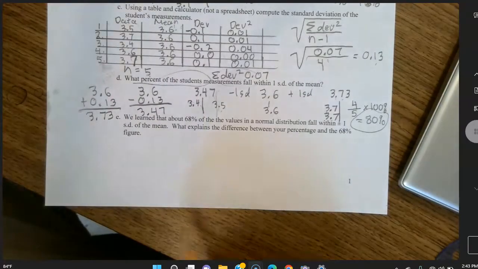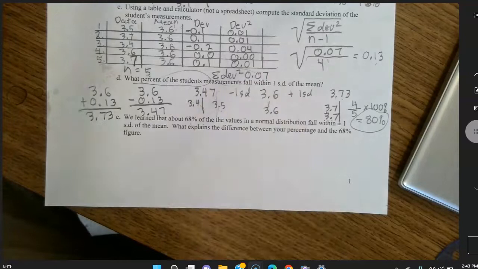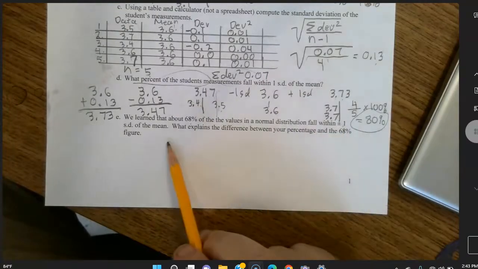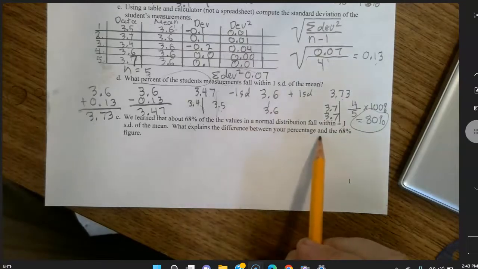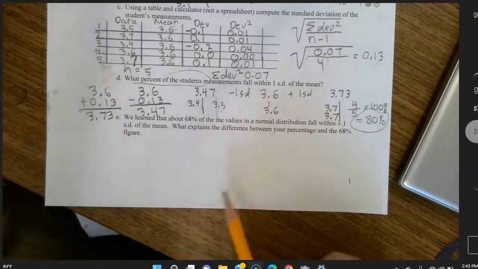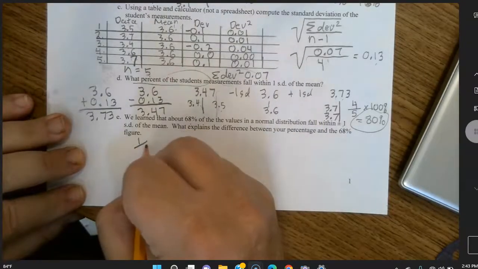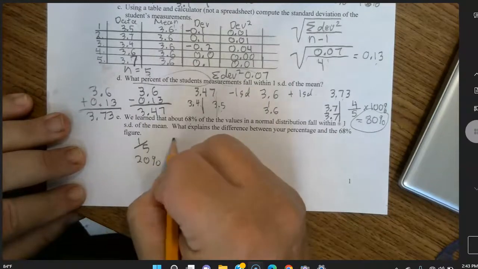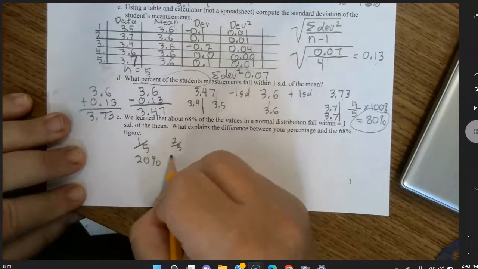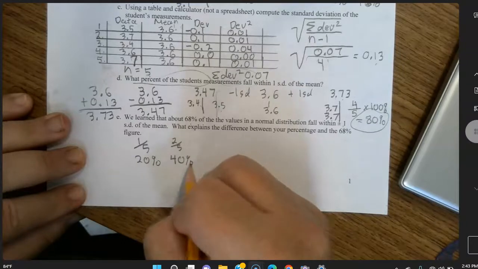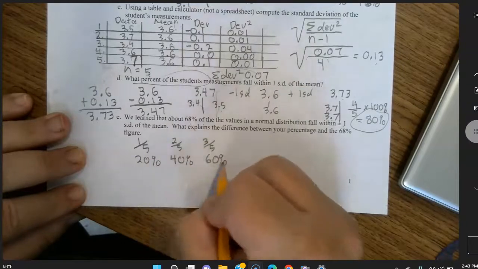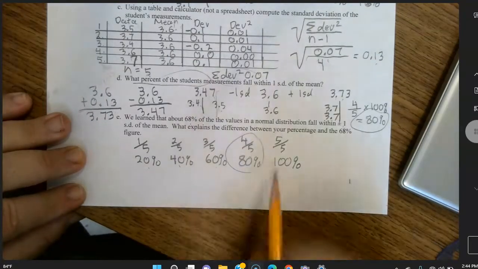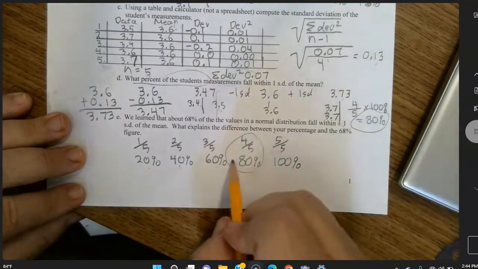Okay, last question. We learned that about 68% of the values in a normal distribution fall within plus or minus 1 standard deviation. What explains the difference between your percentage and the 68% figure? Well, if 1 out of 5 had fallen in between, that would have been 20%. 2 out of 5 would have been 40%. 3 out of 5, that's what we got. So with only 5 values, you'd have to either be 20, 40, 60, 80, or 100. So you could not have been 68.